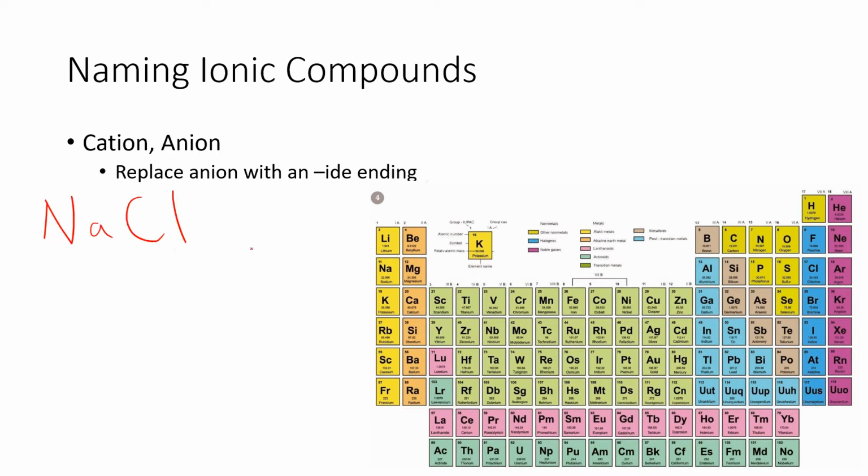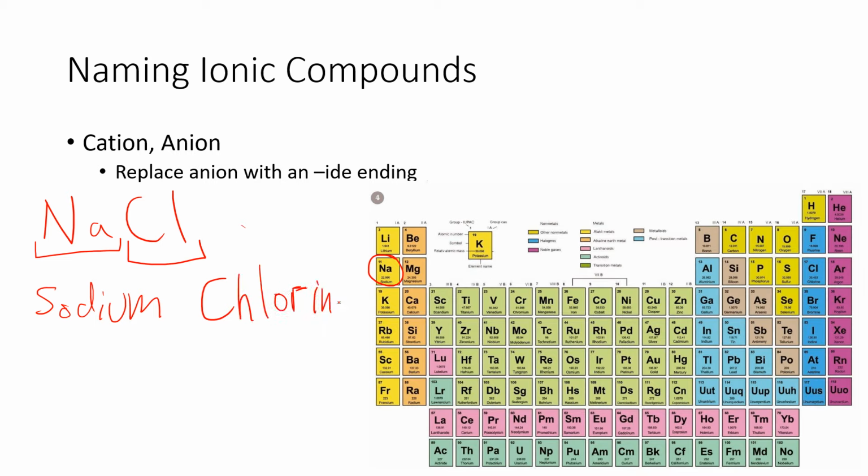Well, first we look for the cation. The cation, by convention, should always be written first, okay? Na, that's sodium, so we have sodium. And we have the anion. Na was the cation, and Cl is the anion, chlorine. But because we are naming an ionic compound, we remove the INE and replace it with IDE.